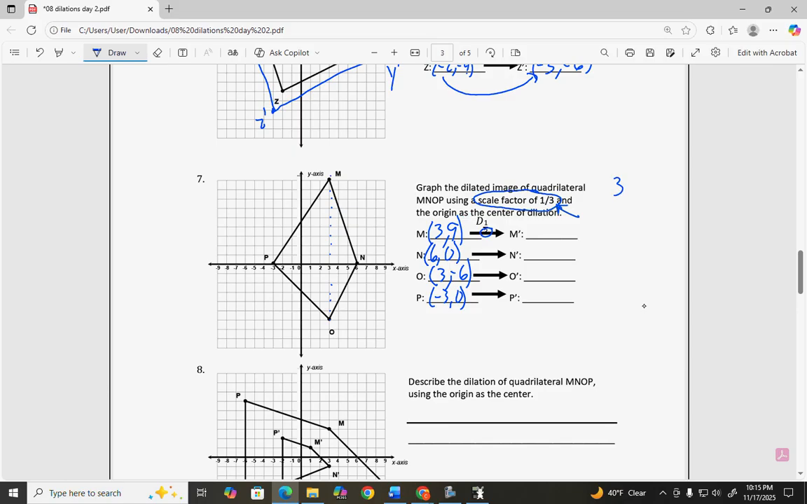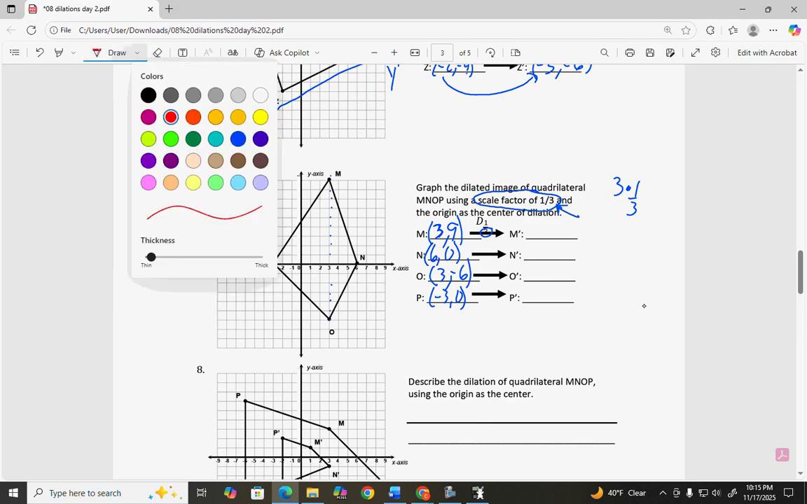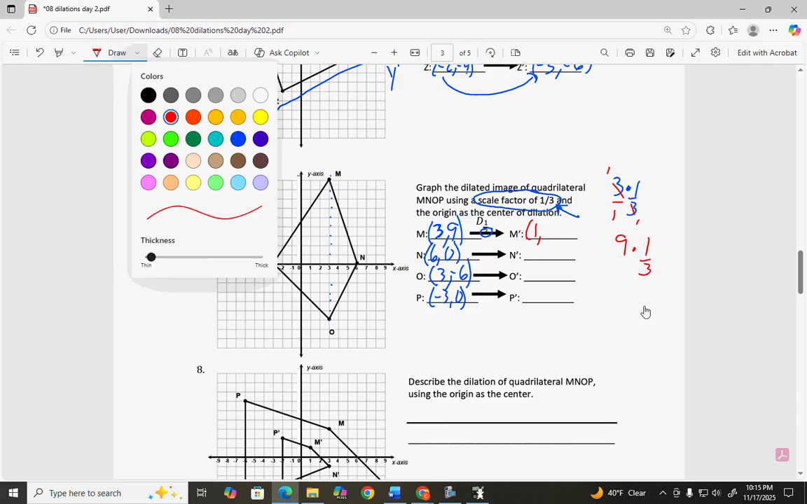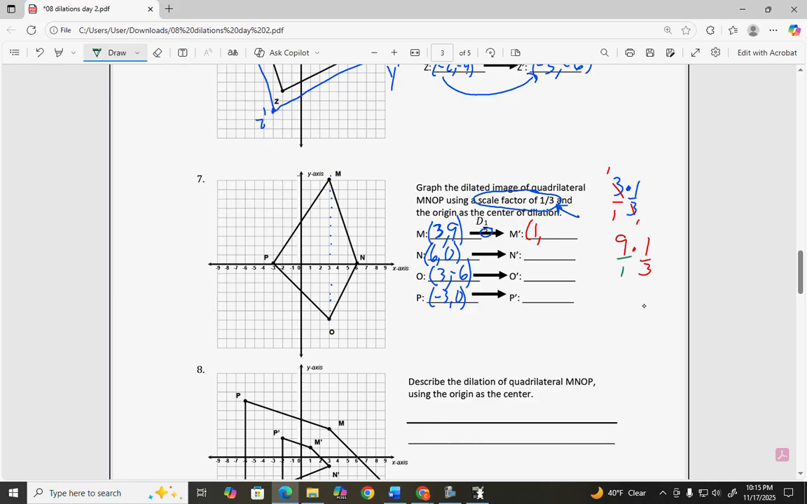I'm going to do some work off to the side. I don't want to open up my calculator. I just want to show you. If I take this first coordinate of 3 and multiply it by 1/3, remember when you multiply with fractions, you can make this look like a fraction and you can simplify. So 3 times 1/3 is actually 1. And then 9 times 1/3. Let's make it look like a fraction again. And this 3 and 9 simplify. This becomes a 3 and that's a 1, so I actually get 3. So the first point is 1, 3.